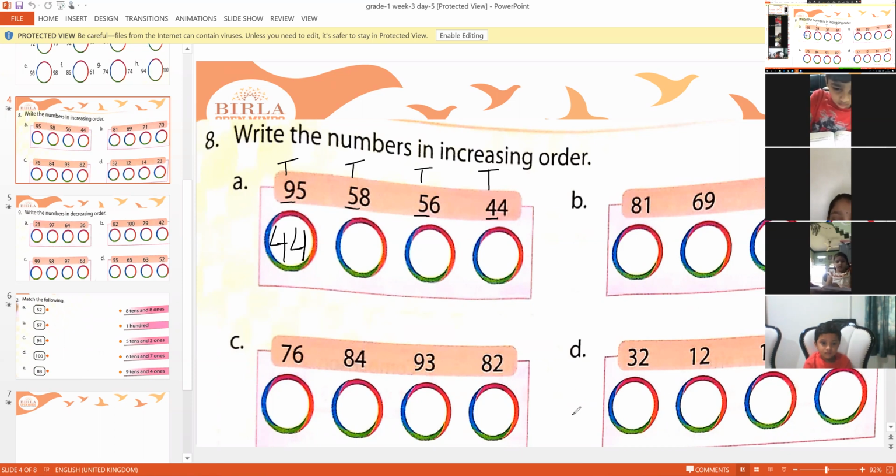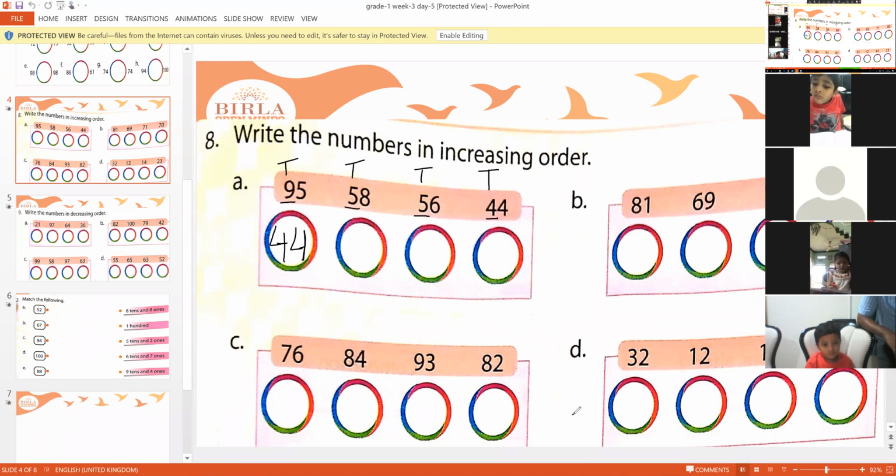Okay. Now children, in tens place we have 9 and 5. And we know that 5 is always smaller than 9. So we have to write here the number which has 5 in tens place. But now if you look on your screen carefully or in your book, you will find that we have two numbers here which have 5 in tens place. That is the number 58 and 56. So now you cannot say which number is smaller, which number is bigger.